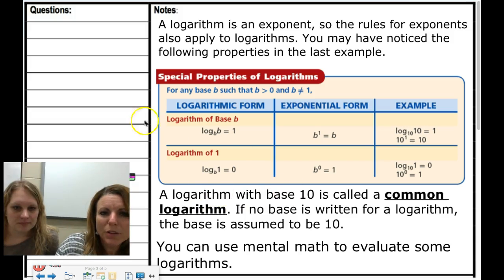Okay, so now we go to the next page. A logarithm, we talked about this again. A log is an exponent, so the rules for exponents also apply to logs. You may have noticed the following properties in the last example. Well, let's go through this and see.